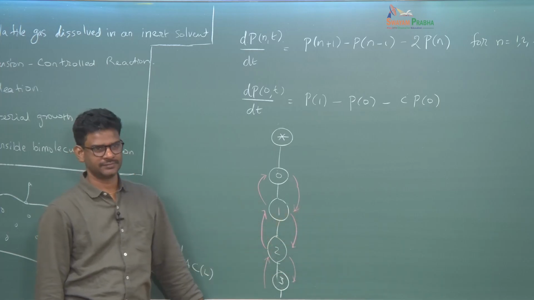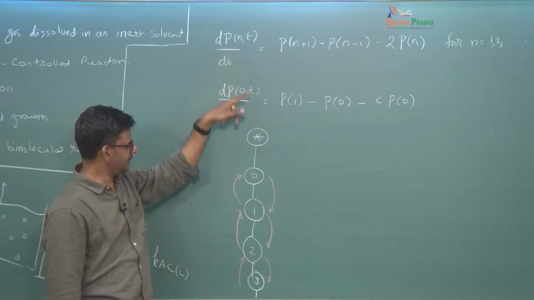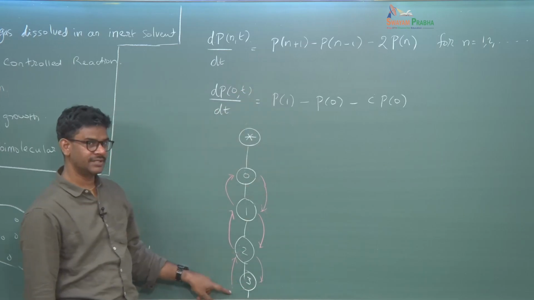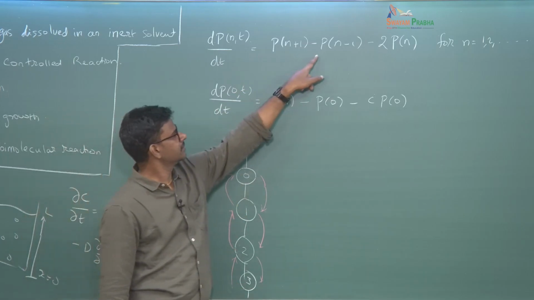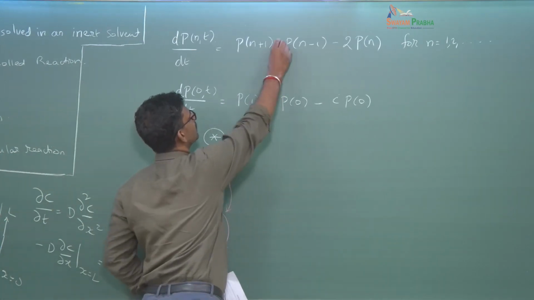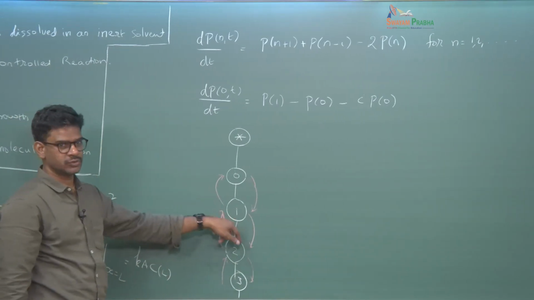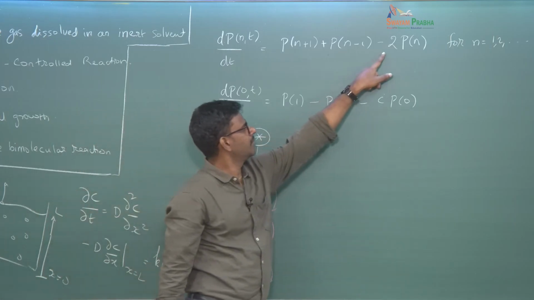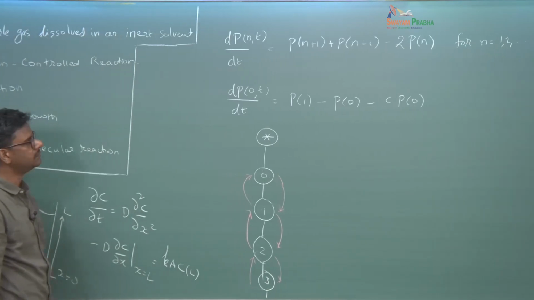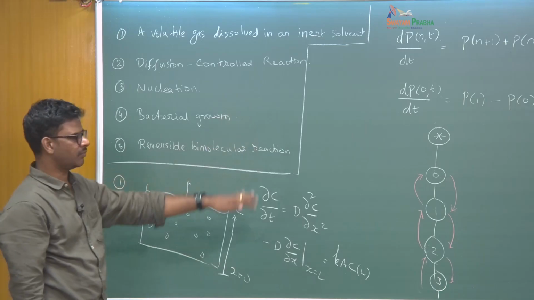purely a diffusion. So that's what we have written here, that a state n can be created by a random walk from n plus 1 state to n, that is this. It can also be created by a random walk from n minus 1 to n, and then there are minus 2 p of n, because it can either jump there or it can jump here. So for n equal to 1, 2 onwards, it's a pure one-dimensional random walk, no big deal.